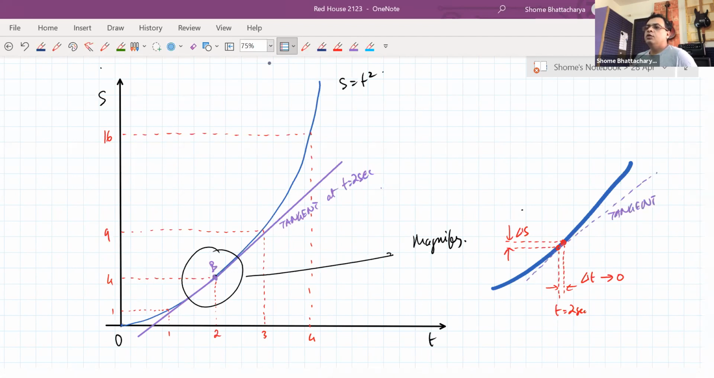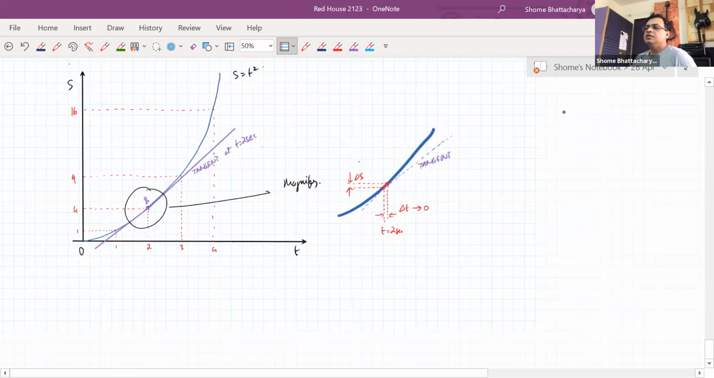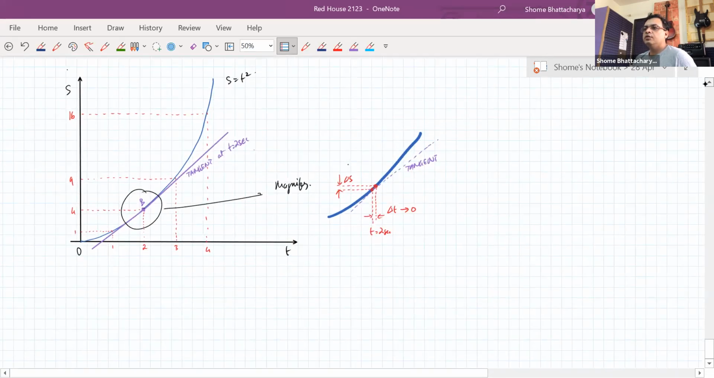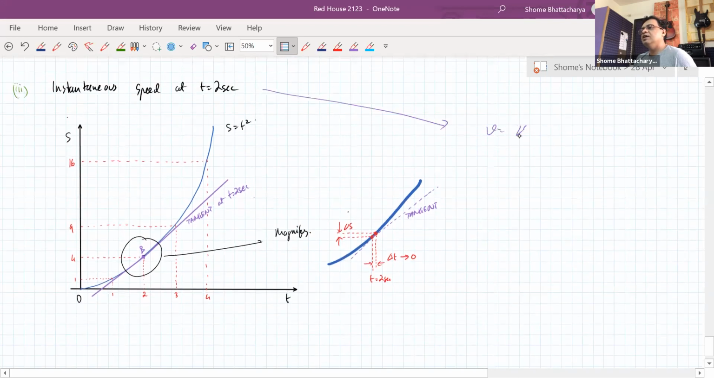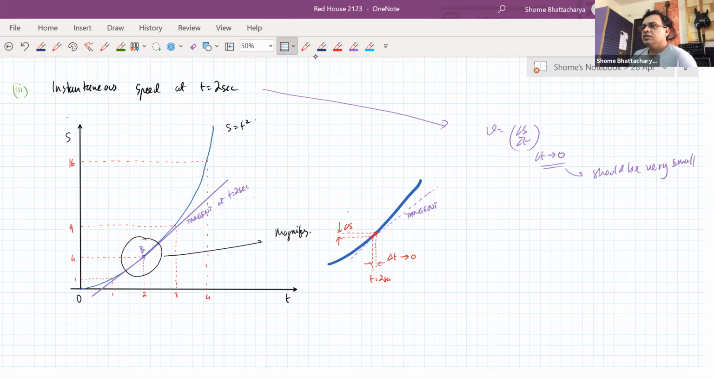Okay. So now we'll do this calculation algebraically. We will calculate instantaneous speed as delta s by delta t, but with the condition that delta t should be tending to 0. So it should be very small. Okay. Now remember, the original equation for s was how much? S is equal to t square. Now somebody just suggest a small value of delta t. Just suggest what comes to mind.